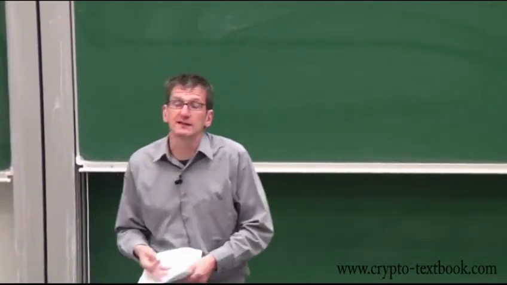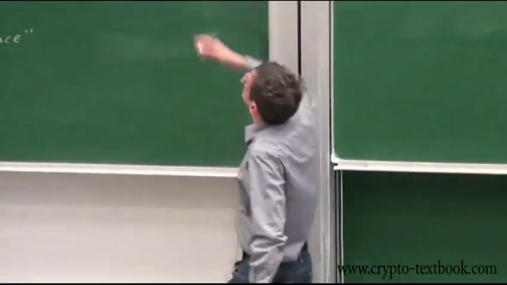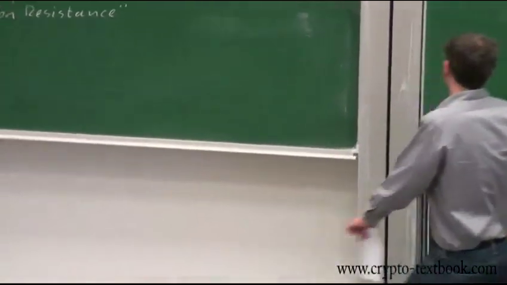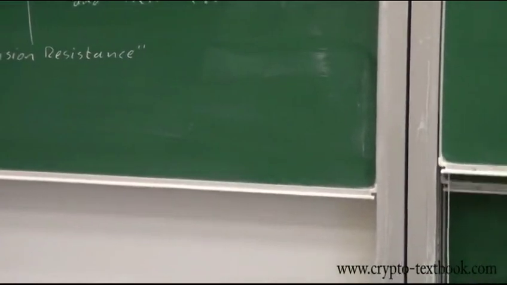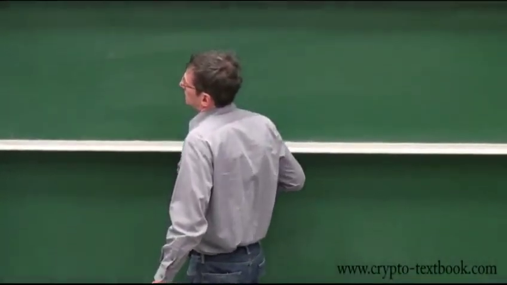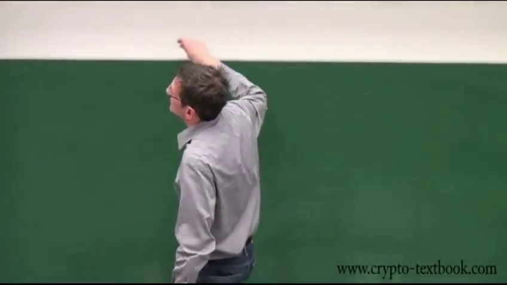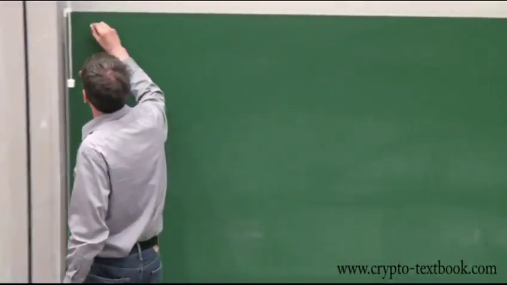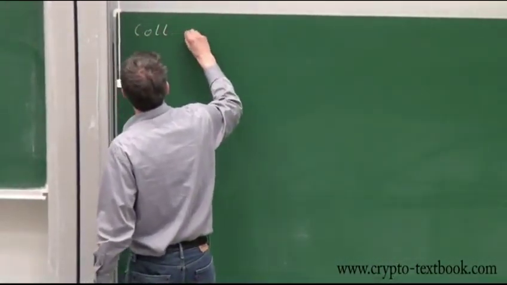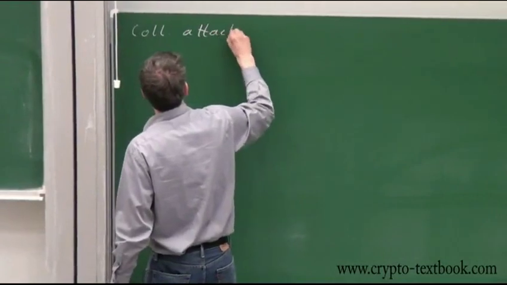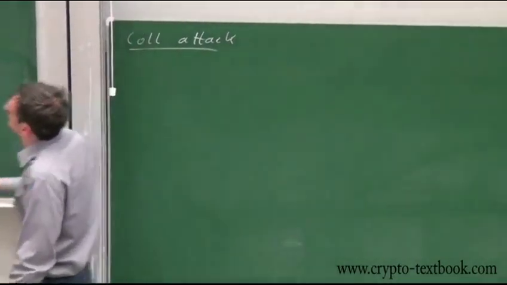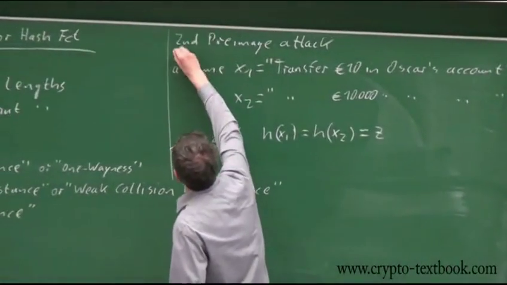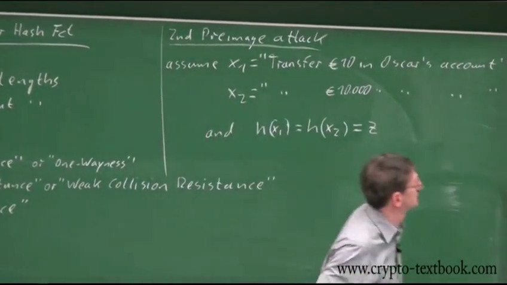You might think this is completely useless because we need the situation there. But what I want to show you is a collision attack. This was the second pre-image attack or weak collision attack, and now I want to show you a collision attack.